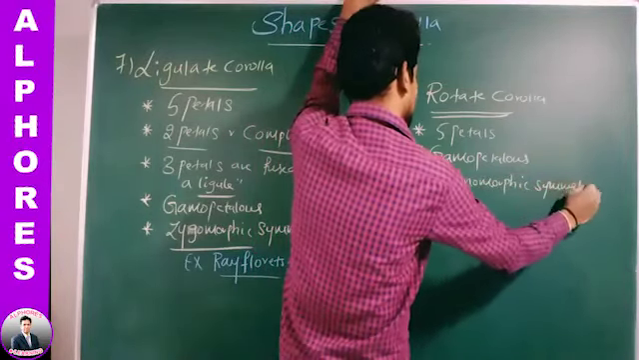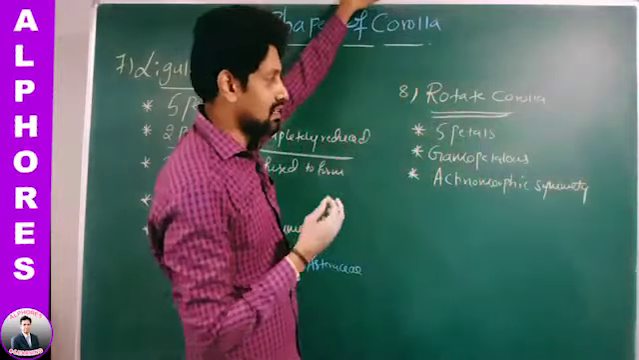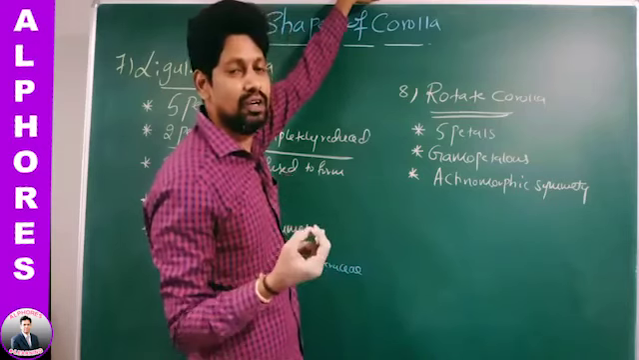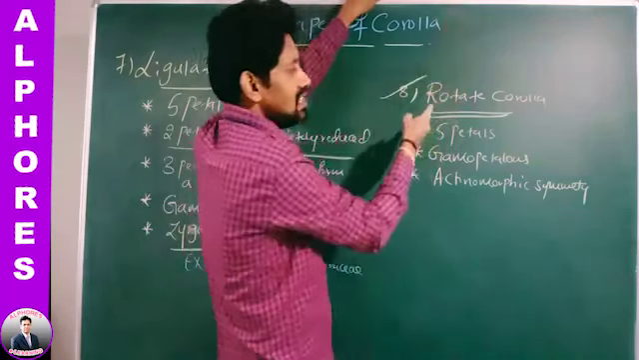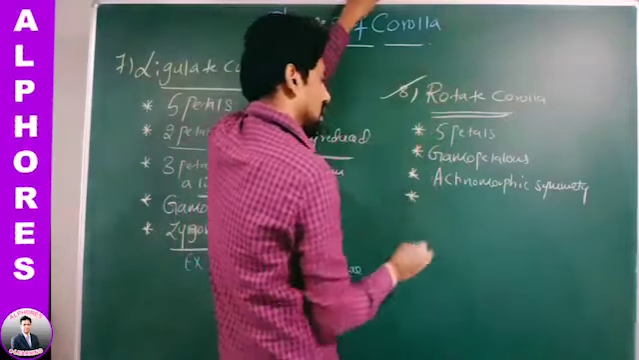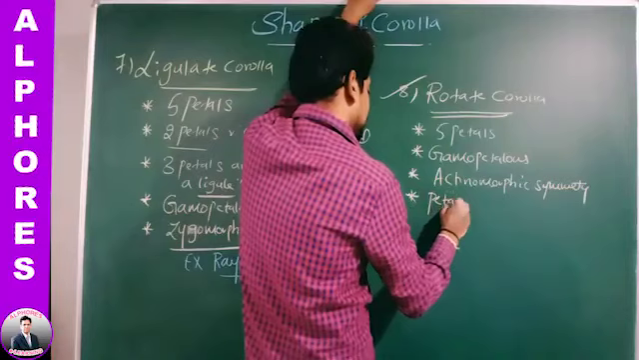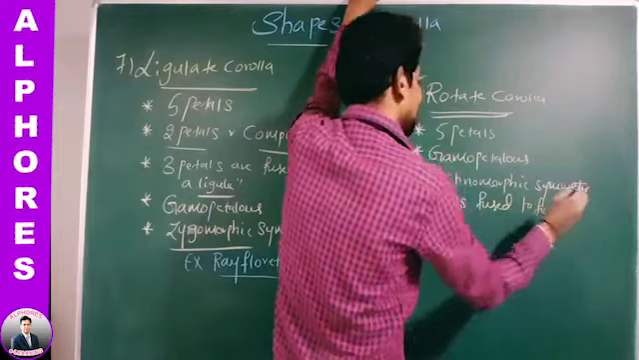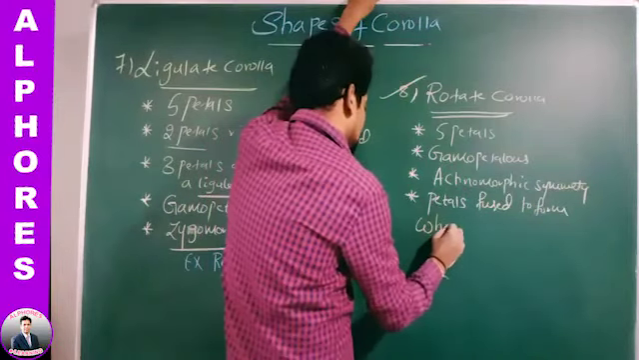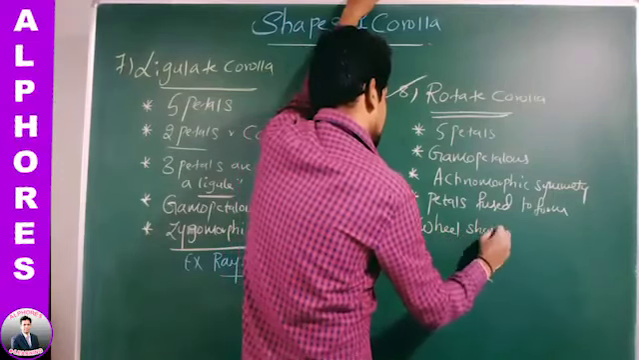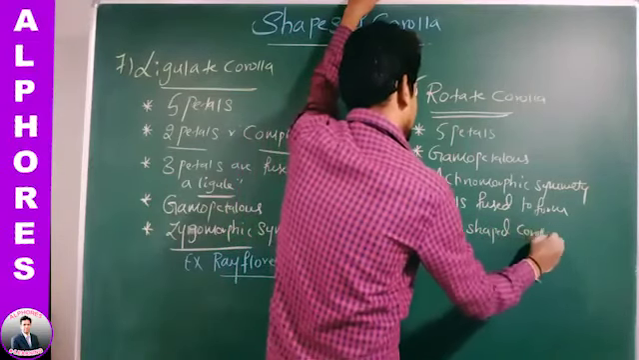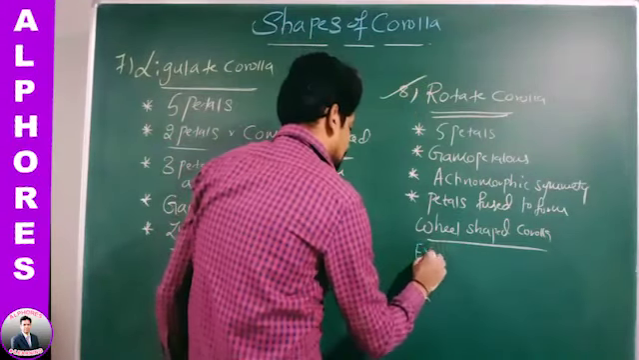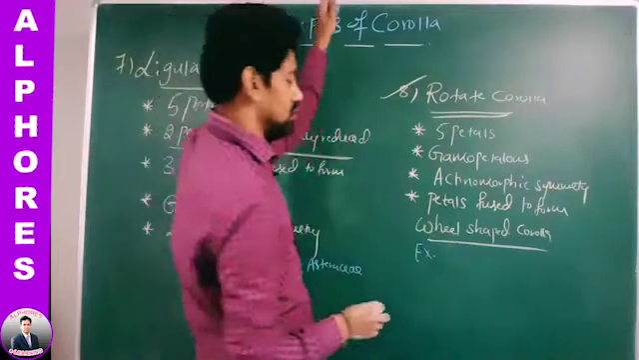Here 5 petals are present, and they are fused to form a wheel-shaped corolla. That wheel-shaped corolla is called rotate corolla. Therefore, petals are fused to form a wheel-shaped corolla. Go for the example for rotate corolla.